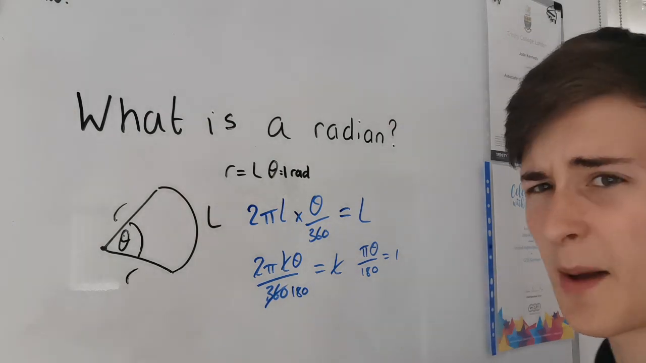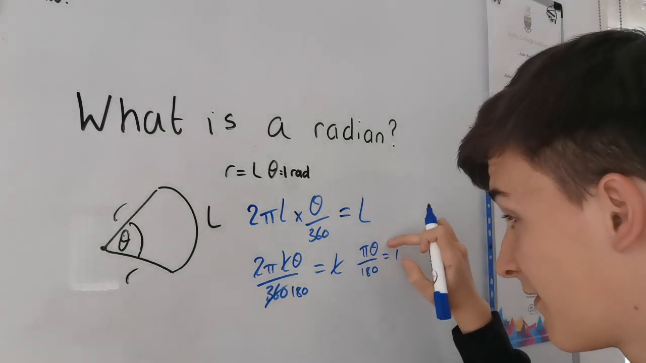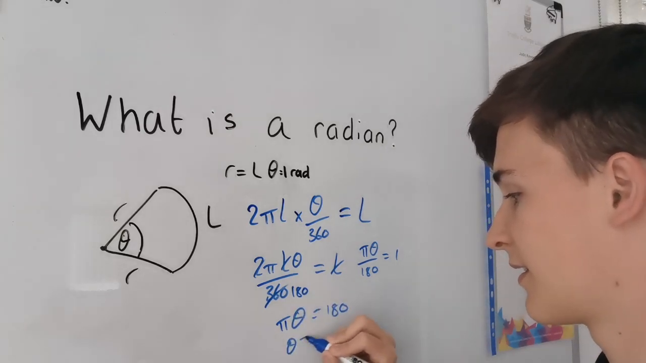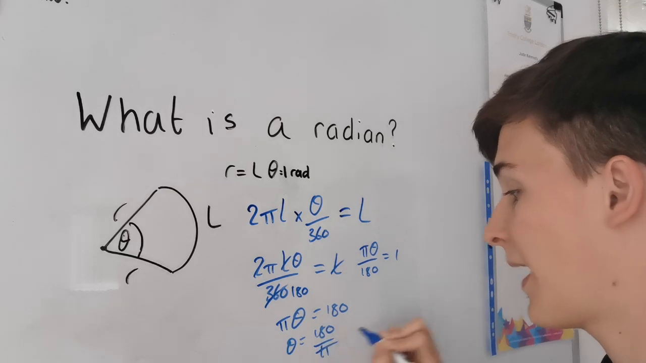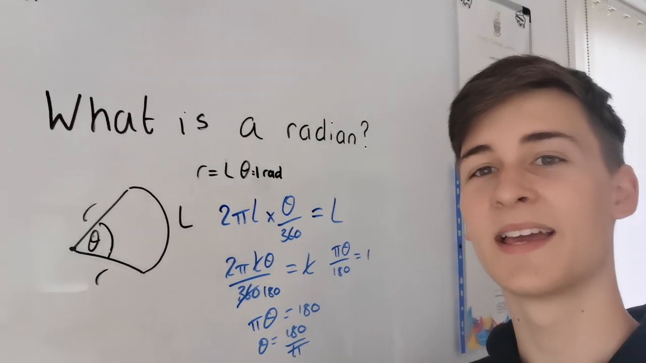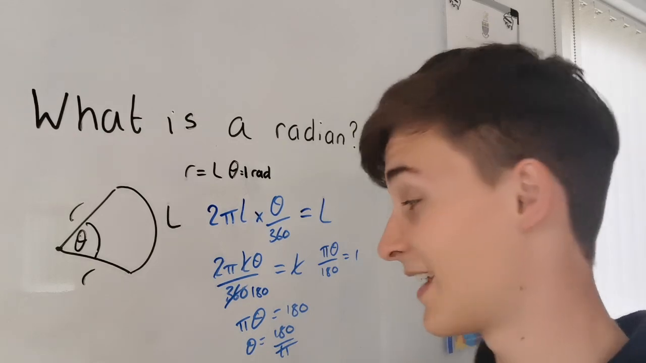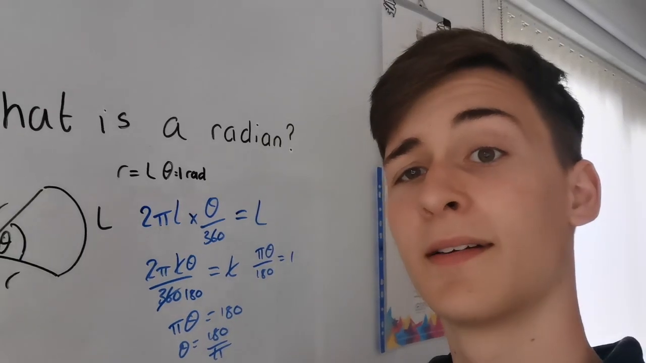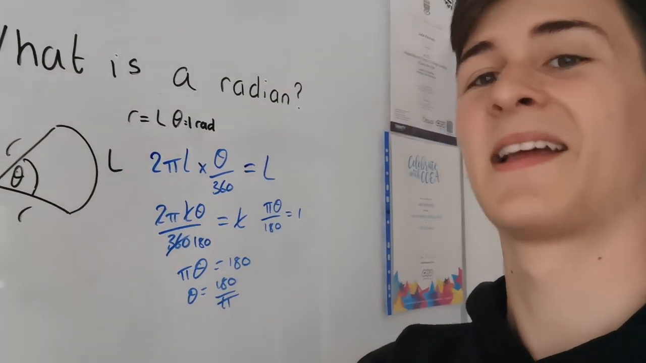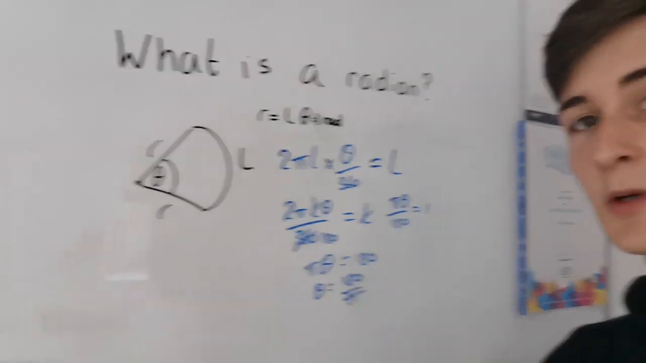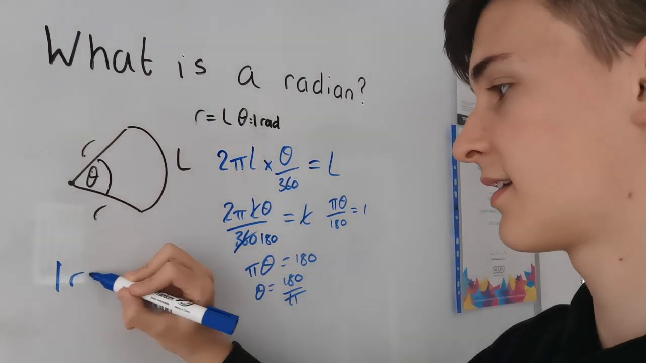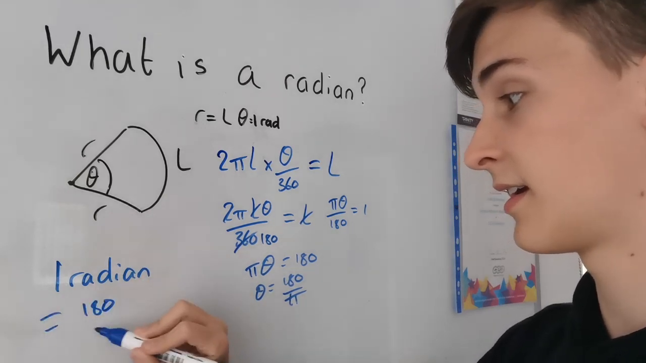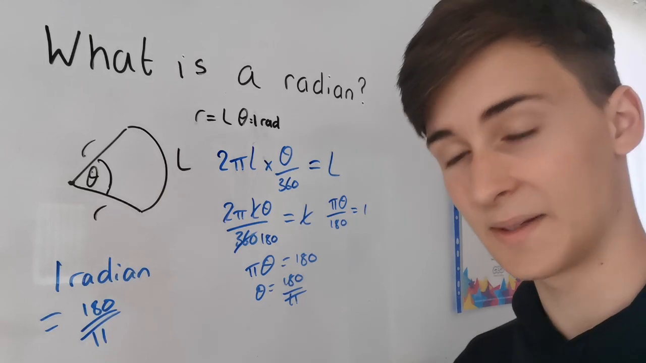And then if we multiply up and get theta by itself, we're going to go for pi theta equals 180, theta equals 180 over pi. And 180 over pi is our definition of 1 radian. So let me write it. This framing's a bit off, I'm going to move down. There we go, that is slightly better. So we now know that 1 radian is equal to 180 divided by pi.